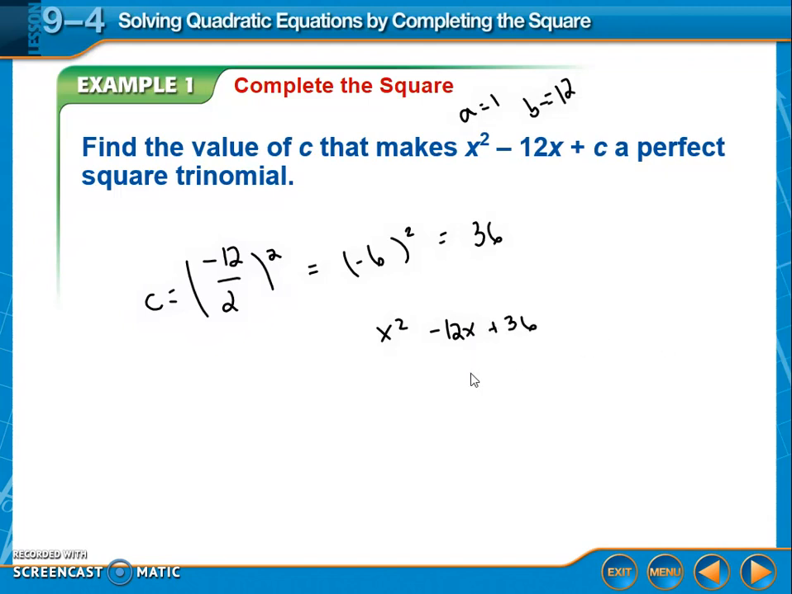Now, if I were to factor this, I'm looking for terms that multiply to 36 and add to 12. Or I can see, okay, what's the square root of this? That's x. What's the square root of this? It's 6. 6 times x times 2 does give you 12. So this is going to be x minus 6 squared. Okay, so we came up with a value of c that made it a perfect square trinomial.